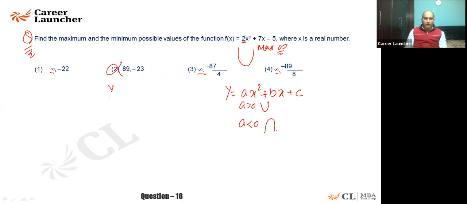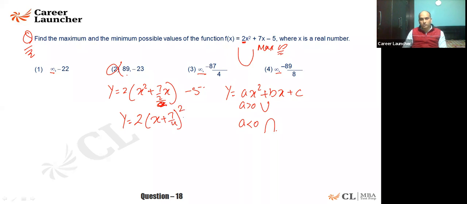Fine. Now what I do is I'll take 2 common and write it as 2 times x square plus 7 by 2x minus 5. Why? Because I need to convert it into a perfect square. You remember all the places we are writing x square, x minus 1 square, x plus 2 square. So what I'll do is I'll take half of this coefficient of x, and write x plus 7 by 4 whole square.